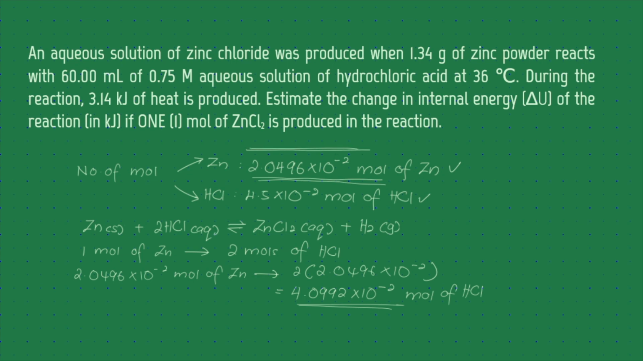Alright, but if we compare this value with the value of hydrochloric acid that is available, this is 4.5 times 10 to the power of negative 2, whereas we only need 4.0992 times 10 to the power of negative 2. Therefore, we can conclude that the zinc is actually the limiting reagent. So whatever heat is being produced shall reflect the amount of zinc available.